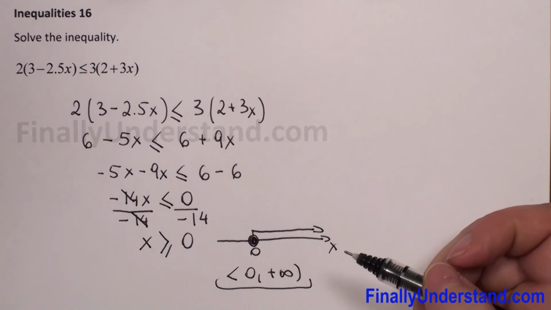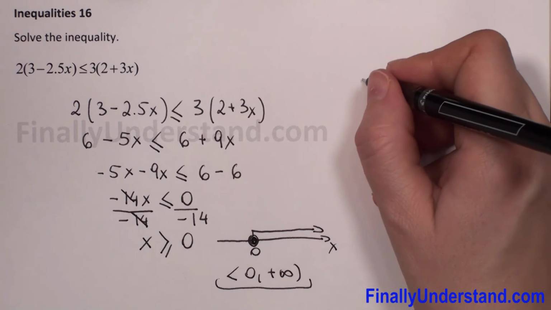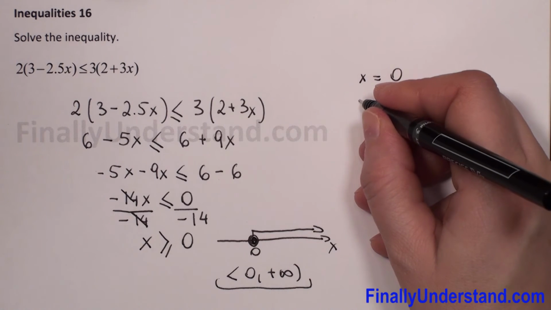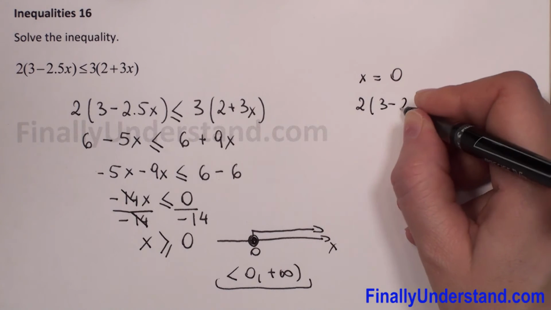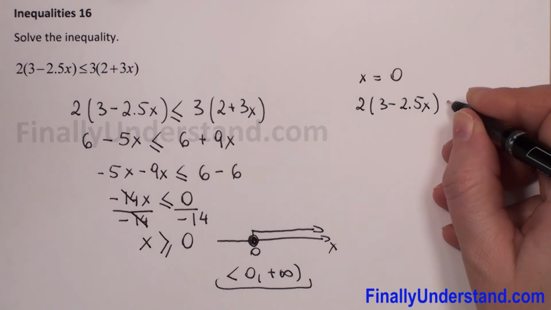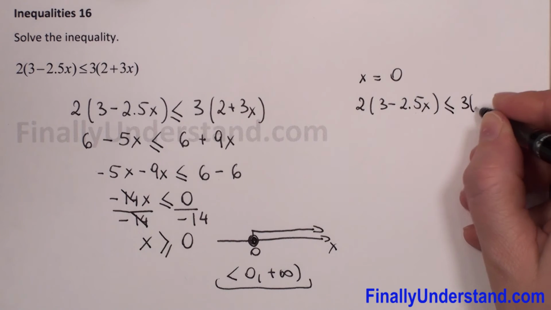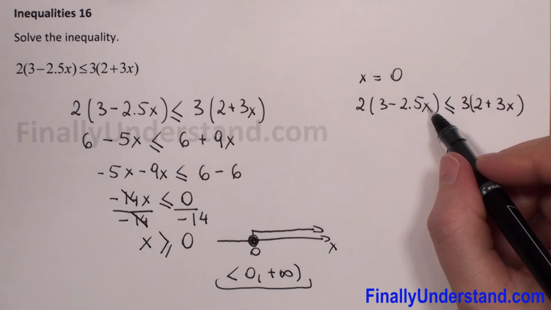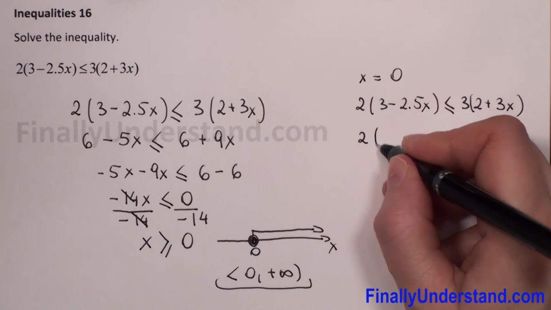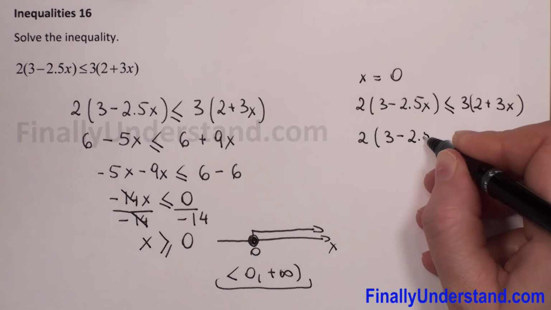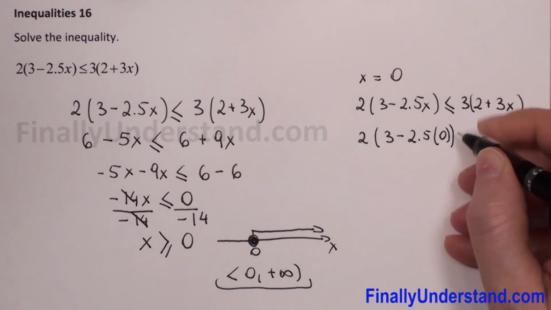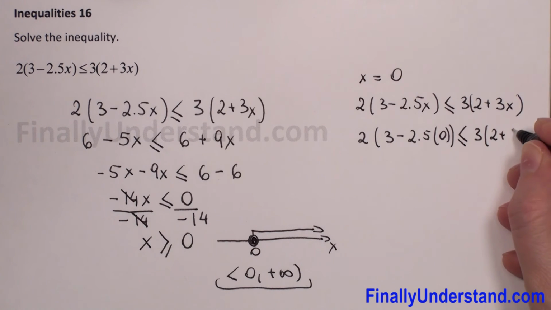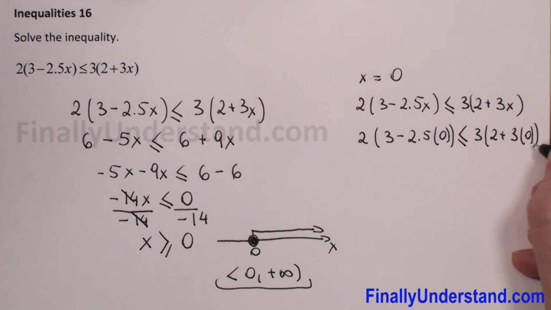I can choose 0 because 0 is included, so x is equal to 0. So I have, let me copy this example first, 2 times (3 minus 2.5x) is less than or equal to 3 times (2 plus 3x). Now I will replace x by 0, so I have 2 times (3 minus 2.5 times 0) is less than or equal to 3 times (2 plus 3 times 0).